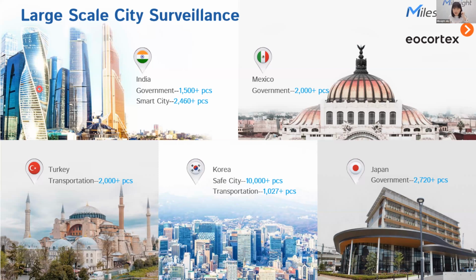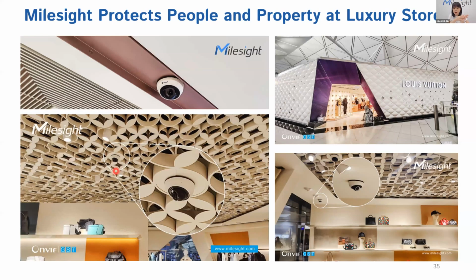For example, the high performance PR and other types of cameras have brought great convenience to the security, construction, and transportation of some cities in Korea. They have also provided efficient and effective security management for government projects in Japan. And you will find that our cameras can also be applied in some luxury stores, etc.